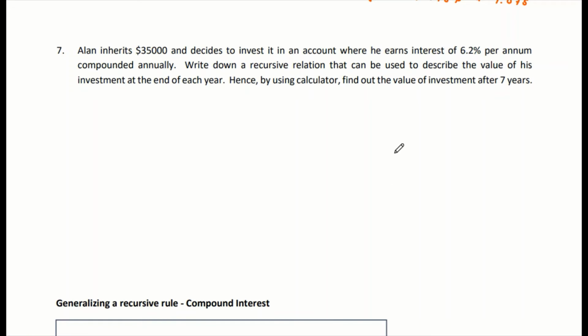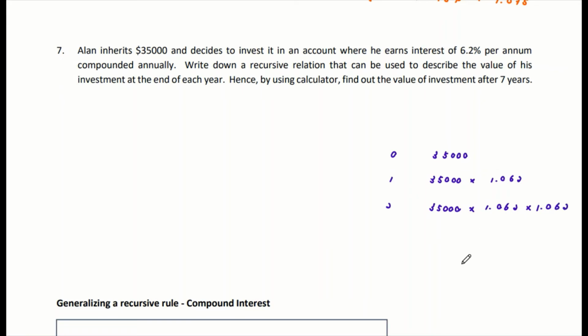So same thing, you start with year 0, then you have 35000. For the next year, you increase by 6.2%, so it's going to be this value multiplied by another 1.062. Then you move on to the next year. So yeah, this is compound interest. In compound interest, the interest is generated based on both the principal plus the interest accumulated. That's why the whole value is multiplied by 1.062. So that's why this forms a geometric sequence.